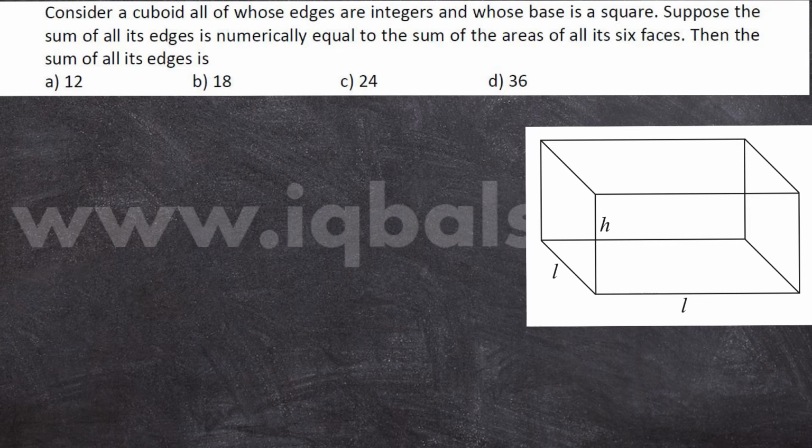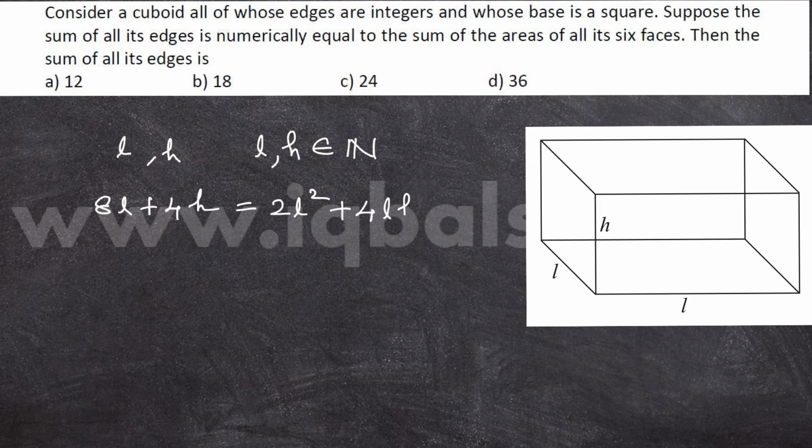Let's call the length of the base as L and height as H, where L and H are positive integers. Now, the statement from the problem says 8L plus 4H, that is the sum of all its edges, equals 2L square plus 4LH, that is the sum of the areas of all its 6 faces.